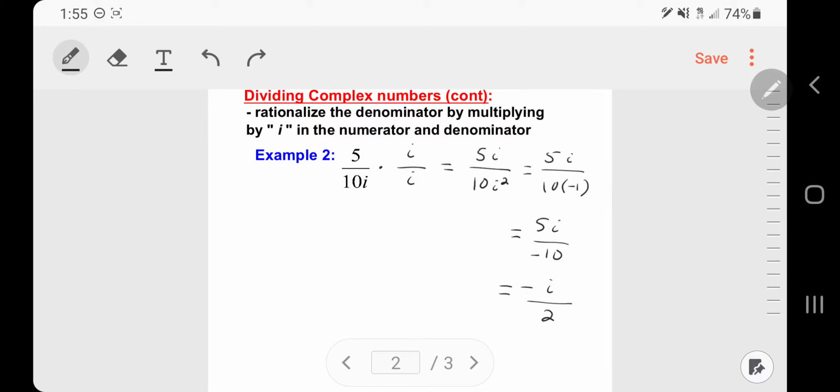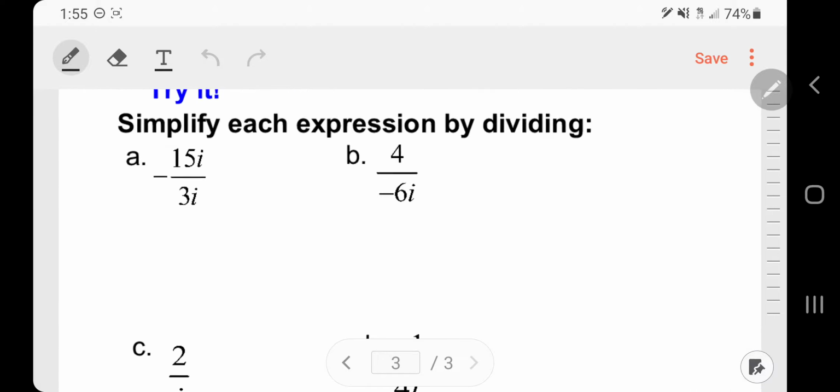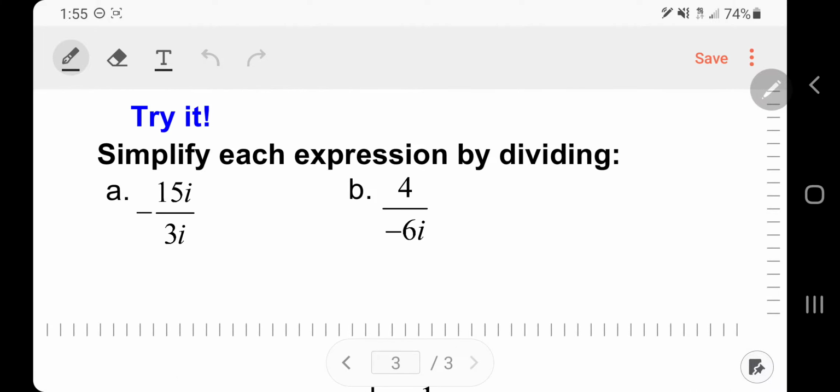All right, let's take a look at a couple more examples here. Okay, so up here, negative 15i divided by 3i. Again, divide the coefficients and subtract our exponents. Negative 15 over 3, we know that's going to be a negative 5. And then i over i, that cancels out. It's like i to the first minus i to the first is 0. So negative 5 is our answer for this one.